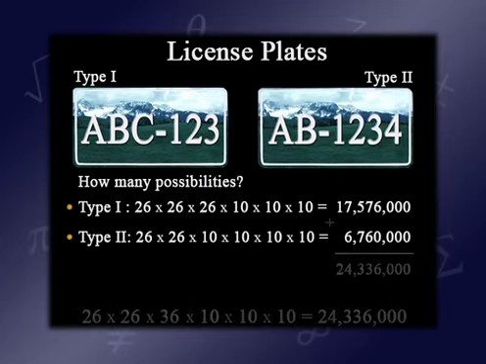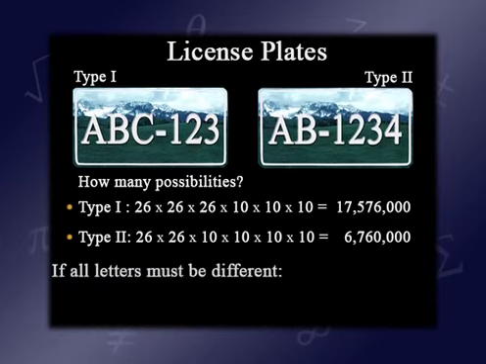24,336,000. Same problem as before, but now all the letters have to be different. Now we have 26 choices for the first letter, 25 choices for the second letter, but that third item could be any one of 24 letters or 10 numbers. Therefore, there are 34 possibilities for that third item.